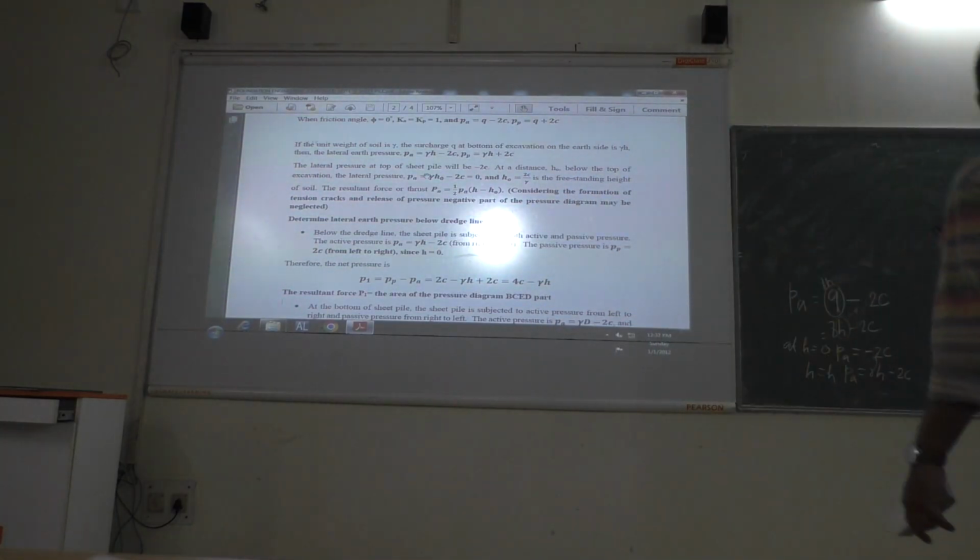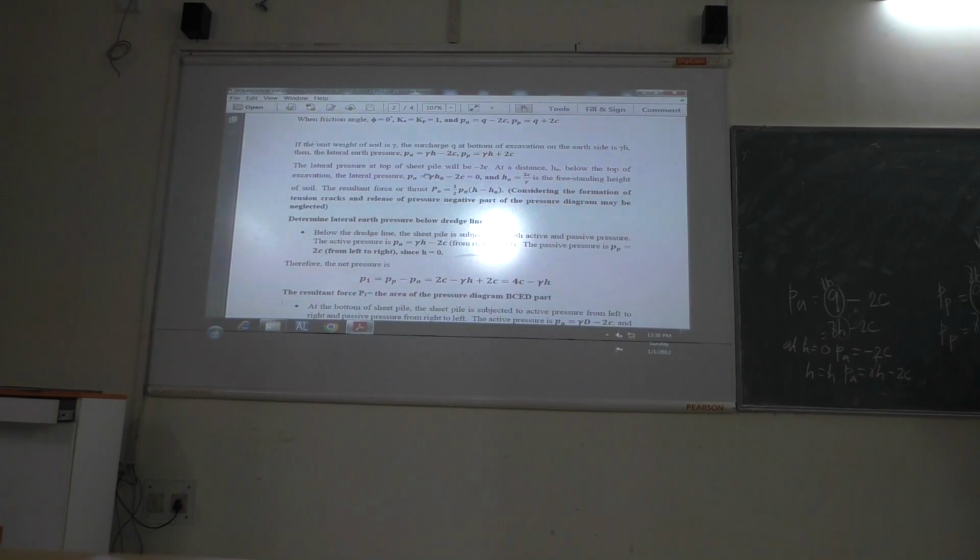That's why we are not considering this part of the pressure here, because the pressure is released due to the formation of cracks. At this part of the sheet pile wall, the soil wants to separate out from the sheet pile wall due to the negative pressure. Negative pressure means this side, and positive pressure is this side, so soil wants to move this way.